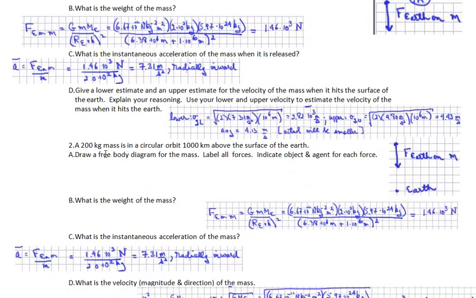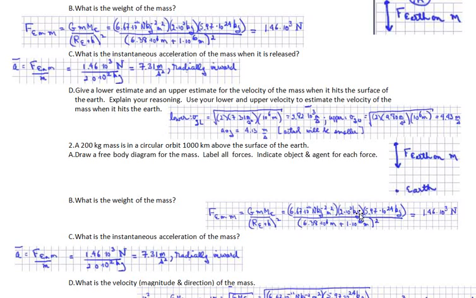So for this one, now you have the same 200 kilogram mass, but it's in a circular orbit 1,000 kilometers above the Earth. And draw a free body diagram for the mass. The only force acting on that mass is the force of the Earth on the mass. It's radially inward, and that, of course, is what provides the centripetal acceleration that's pointing inward from Newton number 2.